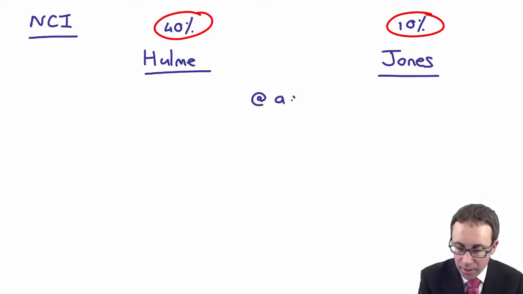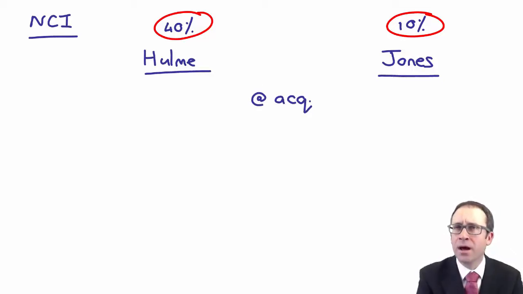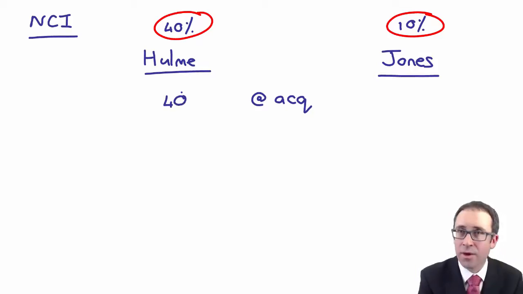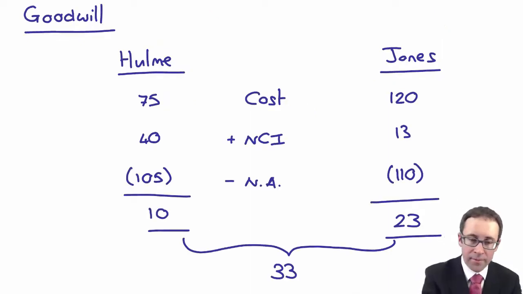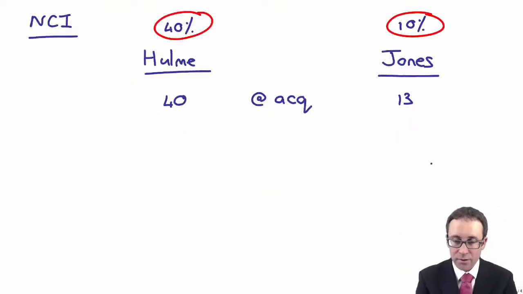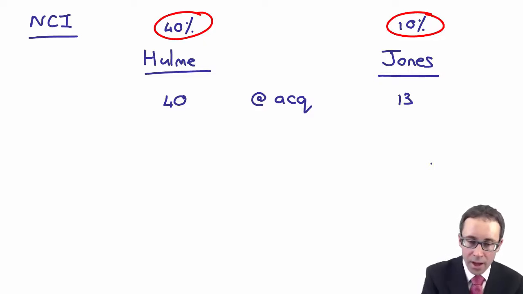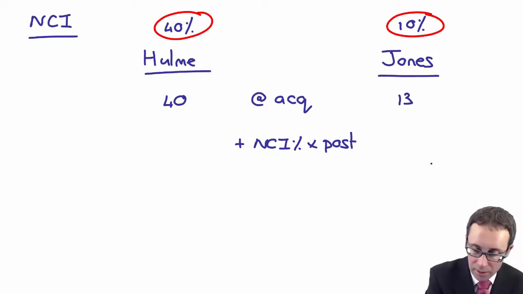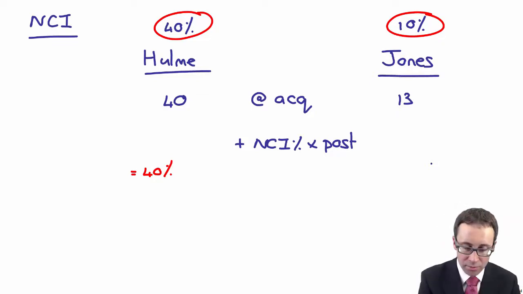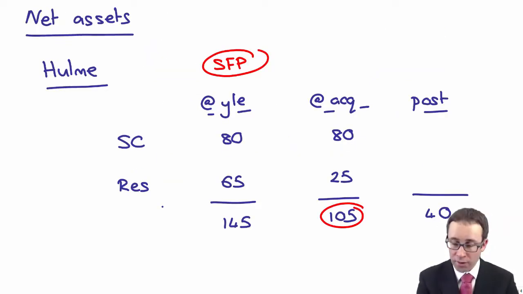So we take the non-controlling interest at the date of acquisition. So I think that was 40 for Hume, and was it 13 for Jones? And you can back that up with, yep, there we have it, the 40 for Hume, 13 for Jones, from our third working on goodwill. You then add on the non-controlling interest share of the post-acquisition. So for Hume, that's 40% of the post-acquisition profit of Hume, which are 40.